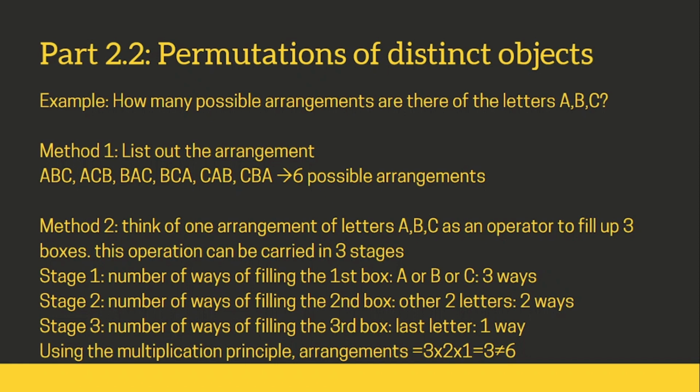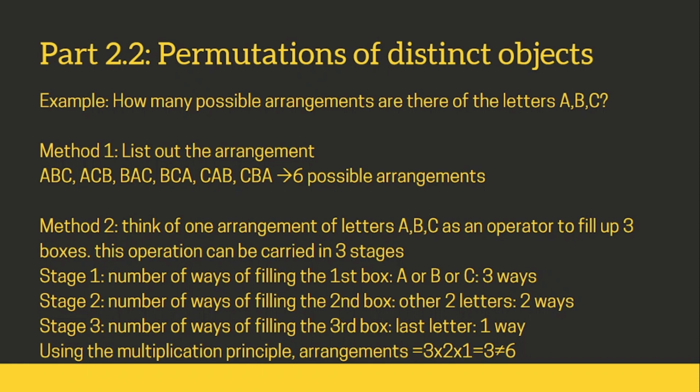The problem is that for later questions, you will see that the number of arrangements can be a lot bigger. And so what I recommend is that if you estimate that the number of arrangements available is less than 30, you can try and list out the arrangements. I think a better method, especially for those with a lot more arrangements, is to think of one arrangement of letters ABC as an operator.